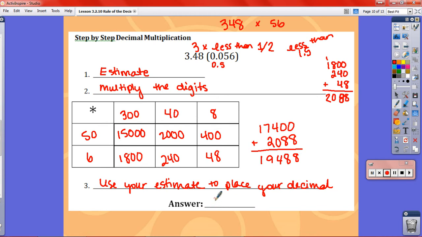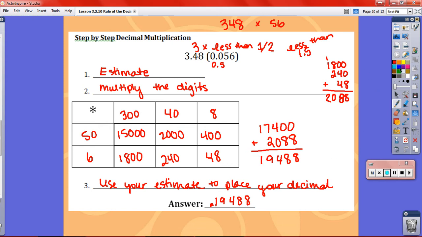So I put my digits in. My digits in my answer are 1, 9, 4, 8, 8, but then I need to figure out where the decimal goes. So if half of 3 is 1.5 and it needs to be less than that, 1.9 would be too big. So it needs to be less than that, so my decimal is going to have to go out here. It's going to have to be 0.19488. That's 19,488 hundred thousandths. Whoa.